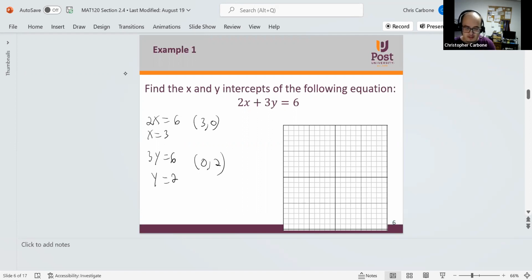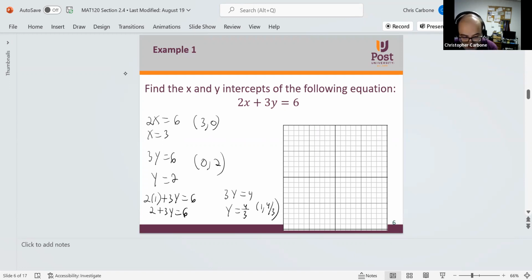Why don't we put in a value of 1. If we put 1 in for x, that'd be 2 times 1 plus 3y is equal to 6. So we have 2 plus 3y is equal to 6. We could subtract that 2 over and get 3y is equal to 4, which means y is 4/3. So the point (1, 4/3) is yet another point.